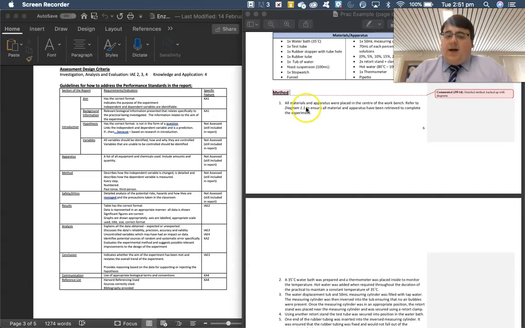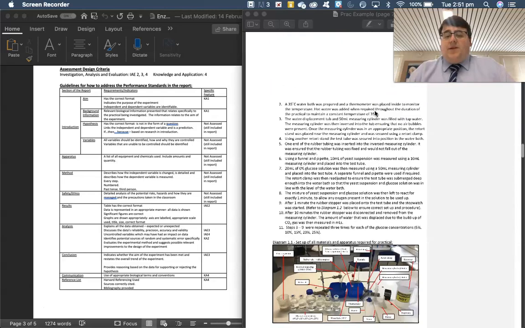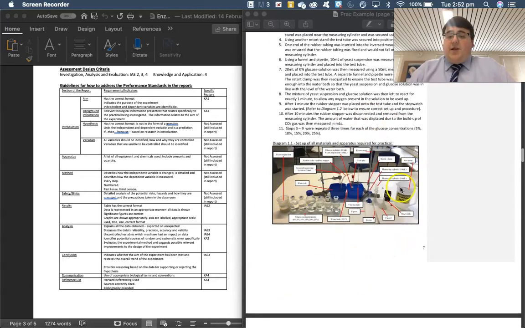Okay, so past tense third person, so all materials and apparatus were placed in the center of the workbench. Refer to diagram 1.1 to ensure all material and apparatus have been retrieved to complete the experiment. So again, the student here has included a diagram. Strongly recommend that when you're doing the experiment, take a picture. Not enough to just put the picture there, you need to refer to it in the method. Labeling it makes it even better. Hand drawn, that's fine. If you can't get a picture, hand drawing what's there is fine. Just make sure it looks presentable and it's not a rushed piece of work.